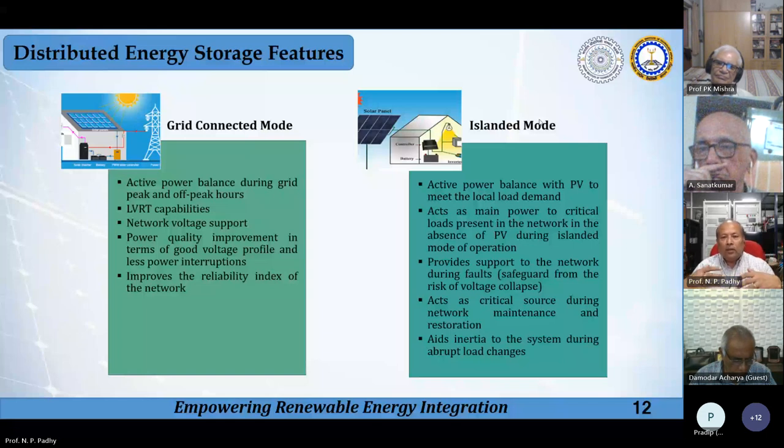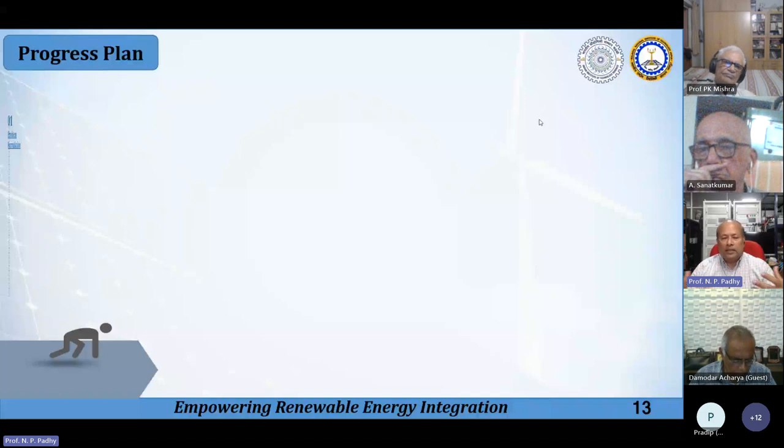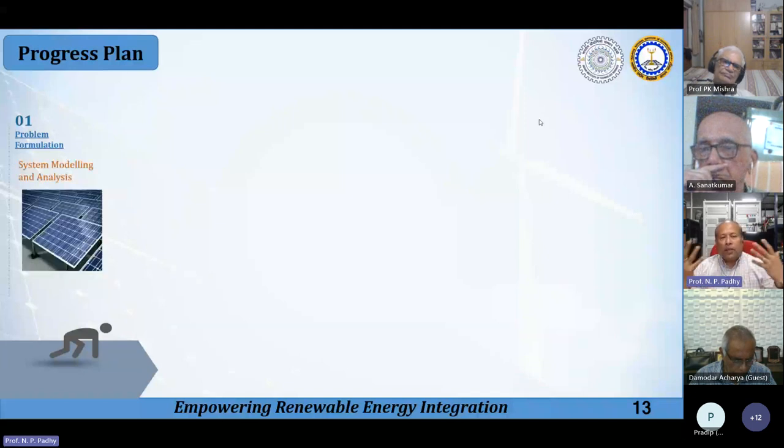Now, let us get into the challenges, how this process was initiated. First of all, we formulated the problem where we have taken the IIT Roorkee campus as an example, for the benefit of our listeners. The IIT Roorkee campus is a 7 to 8 megawatt campus, where the peak is close to 8 megawatt and the off-peak is close to 2.5 megawatt. And we have 2.73 megawatt of solar installation in the campus.